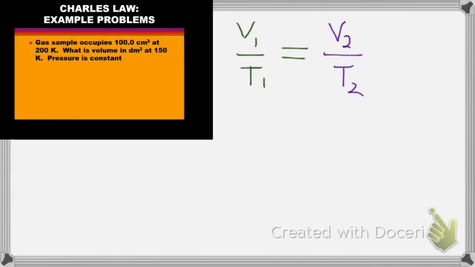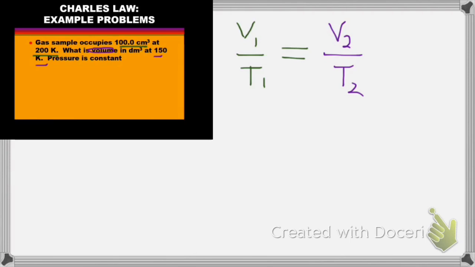So let's find the corresponding variables in our problem. We'll call condition 1 what they give us here at the beginning, the 100 centimeters cubed and the 200 Kelvin. And we'll call condition 2 what is the volume we're being looked for given 150 K. So big reminder, temperatures must be in Kelvin. They are in the way the problem was given, so that simplifies things. But we notice that our given volume is in centimeters cubed. They're asking for decimeters cubed, so we can solve for centimeters cubed and make that conversion at the end.